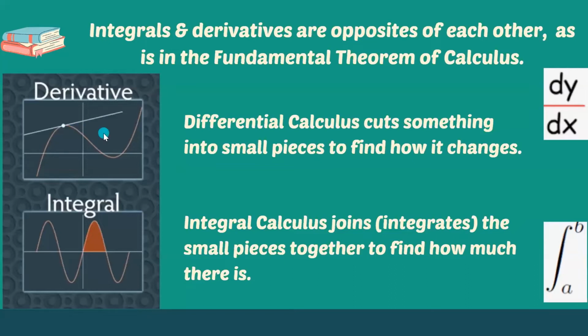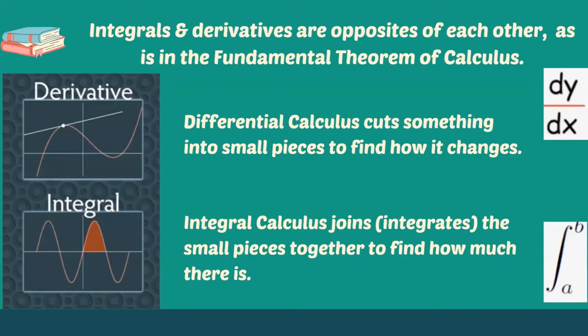So I have multiple distances. Comparing all those values, I can find that they somehow merge to a particular value. This is the basic principle behind the concept of differential calculus. It cuts something into small pieces and identifies how they are changing.